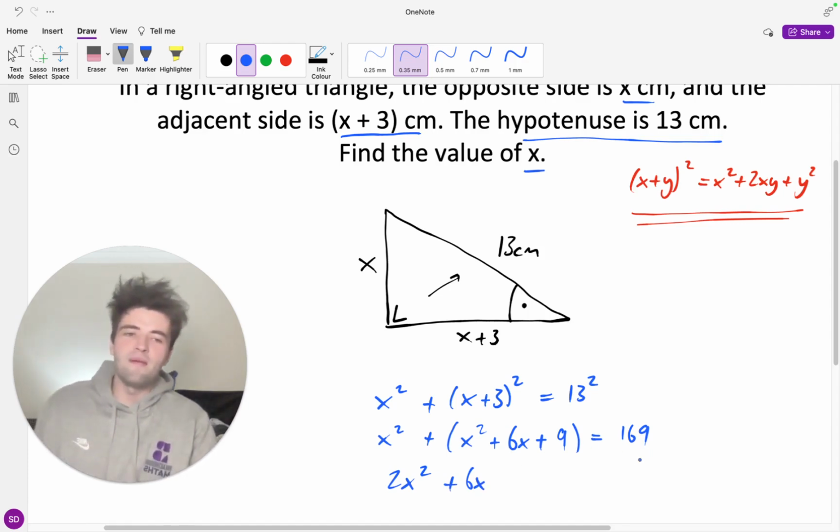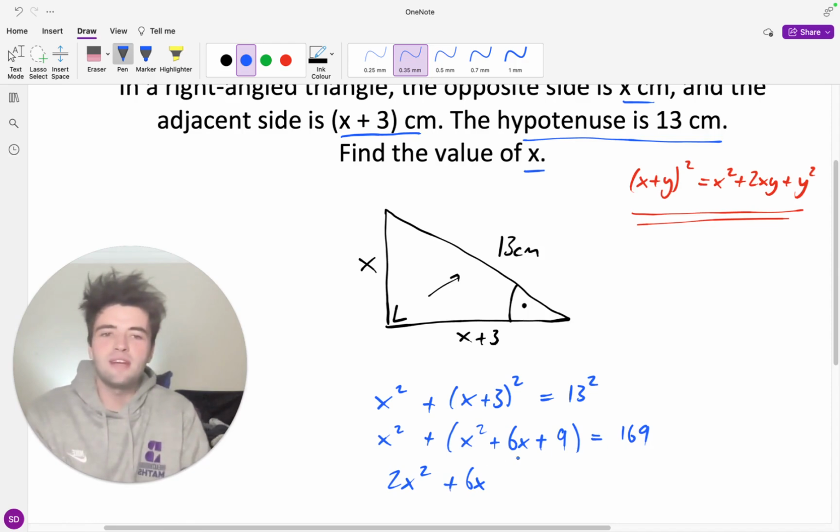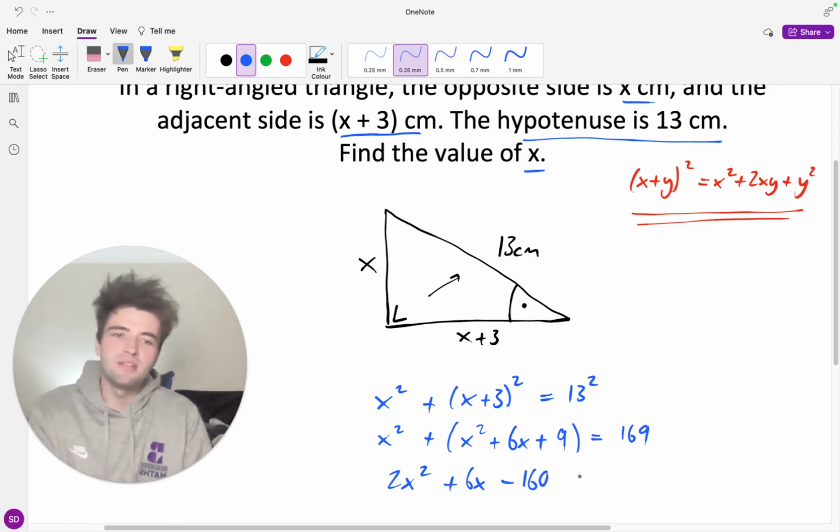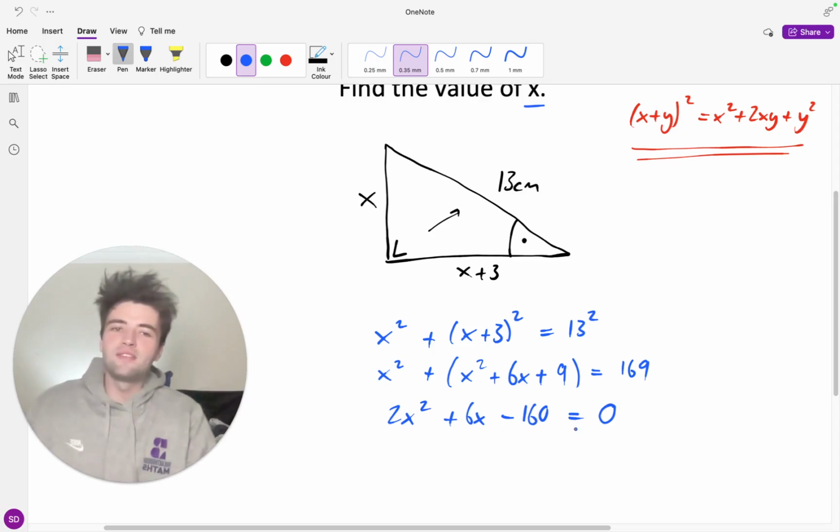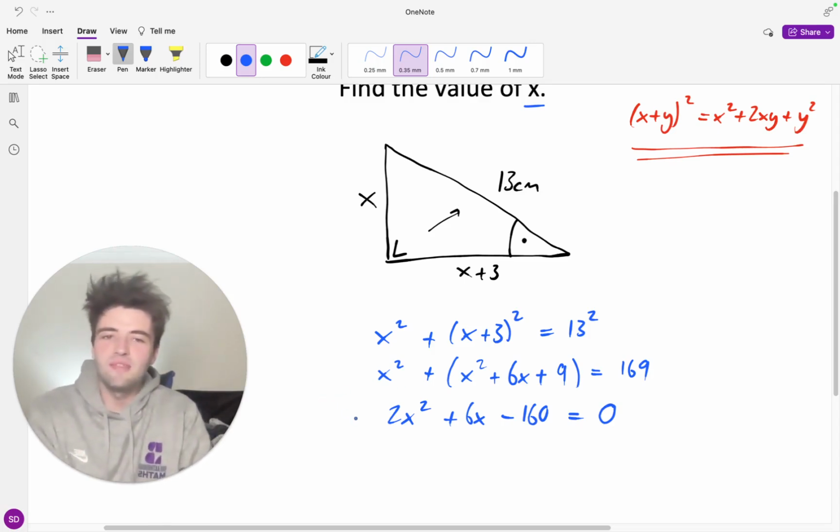We can actually subtract across the 169 to get rid of that. So if we subtract across 169, our plus 9 is going to go down to minus 160. So we had plus 9 minus 169, so that's minus 160, and this is going to be equal to 0.